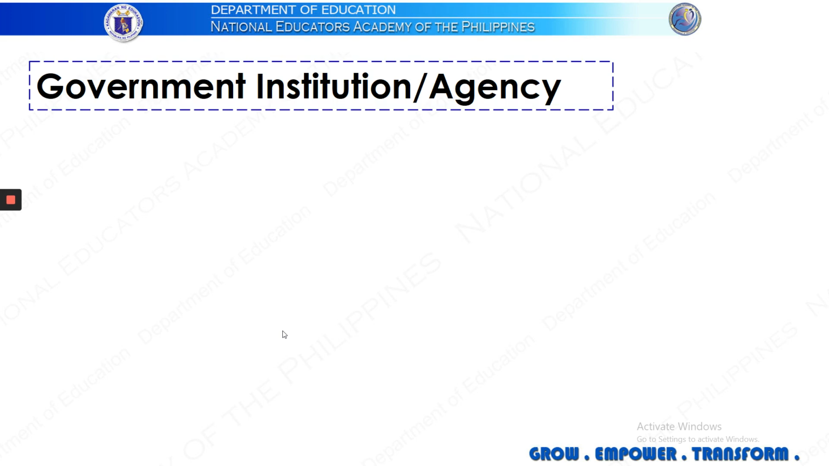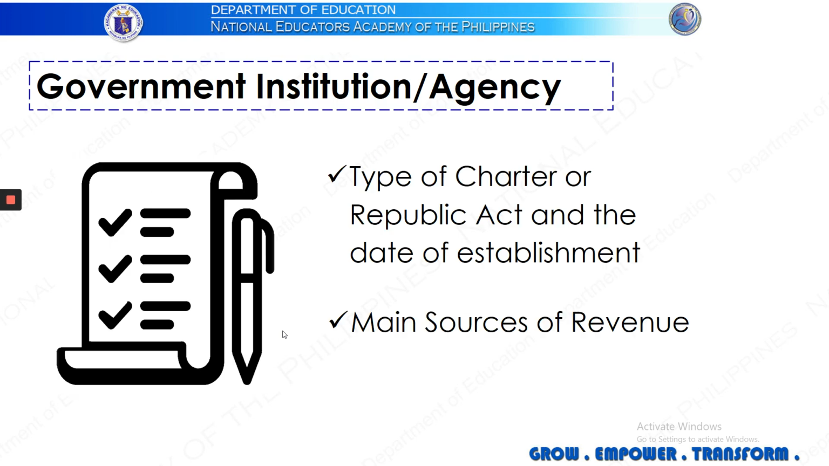If they are a government institution or agency, here are the non-negotiable requirements: type of charter or Republic Act and the date of establishment, main sources of revenue. So don't worry because somebody will discuss the application form, so we will understand all the more what is the relevance of all these non-negotiable requirements.